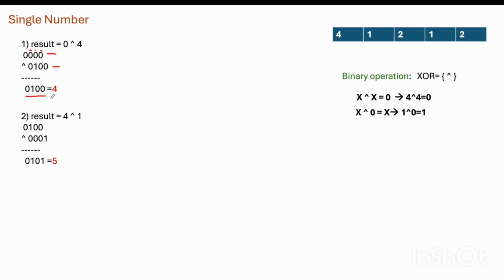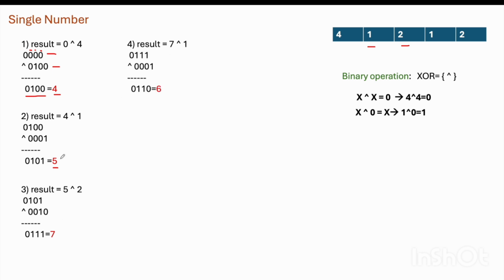In step 2, we compare the result of step 1 with the second element. So 4 and 1, we calculate the XOR operation, and the result is 5 in binary representation. In step 3, we compare the step 2 result with the third element in the array. After the calculation, the result is 7. In the fourth step, we compare the result of step 3 with the next element, 1. After the XOR operation, the result is 6.